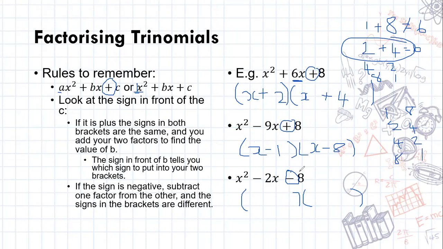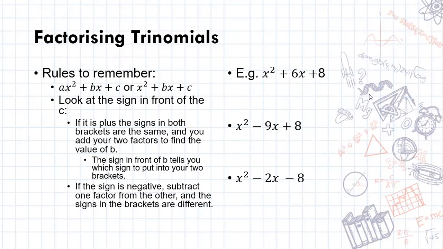Lastly, when we have a sign at the back that is a negative, it means that one of my columns is going to be a plus and one of my columns is going to be a minus. And we would say plus 1 minus 8 equals minus 7, not minus 2, so not what I'm looking for. Plus 2 minus 4 gives me minus 2. That is what I'm looking for. So I can say x plus 2 and x minus 4, and I'm all done, and I have factorized my expression or trinomial.